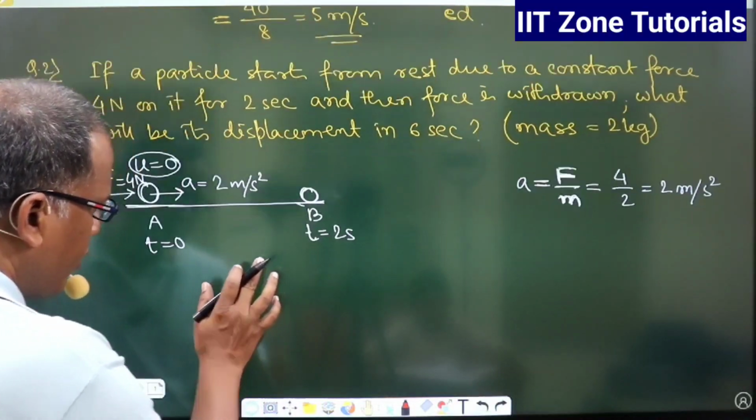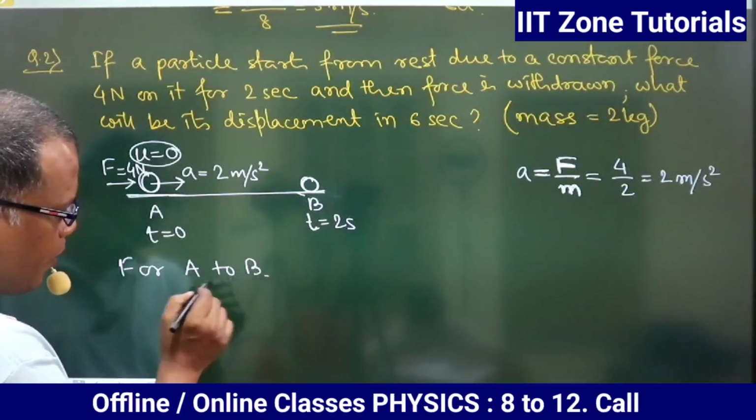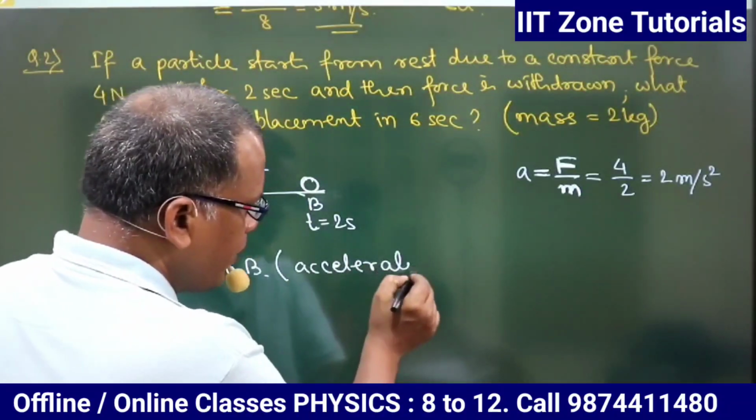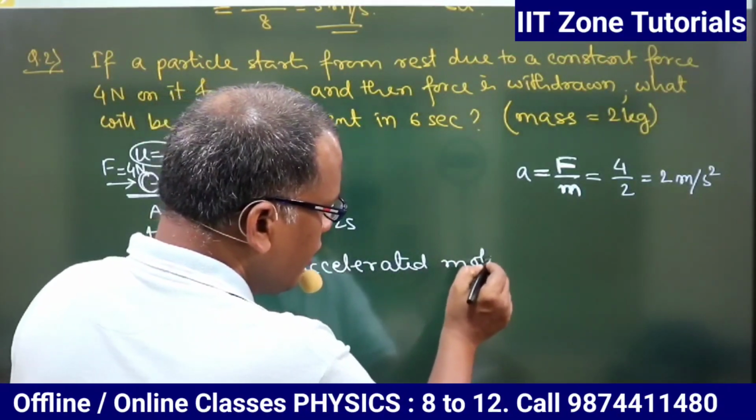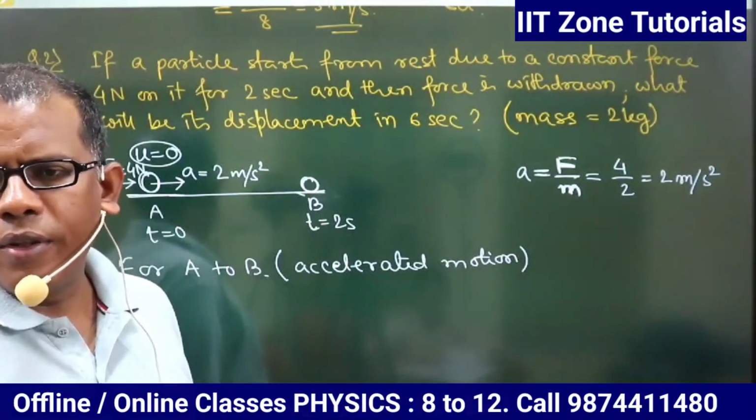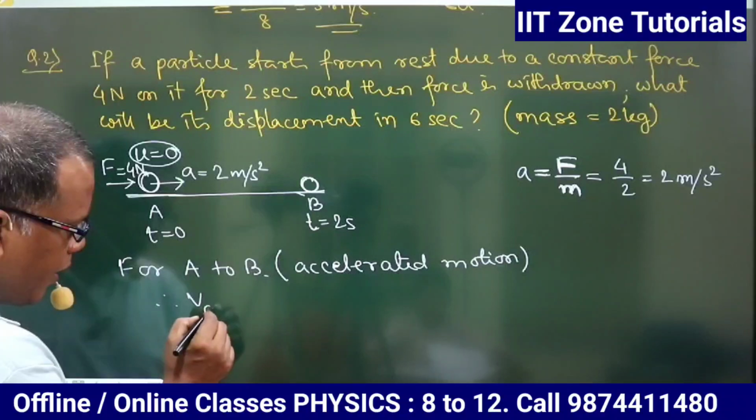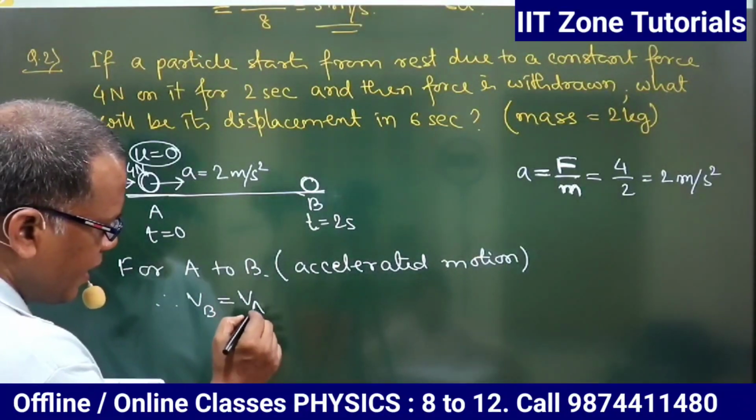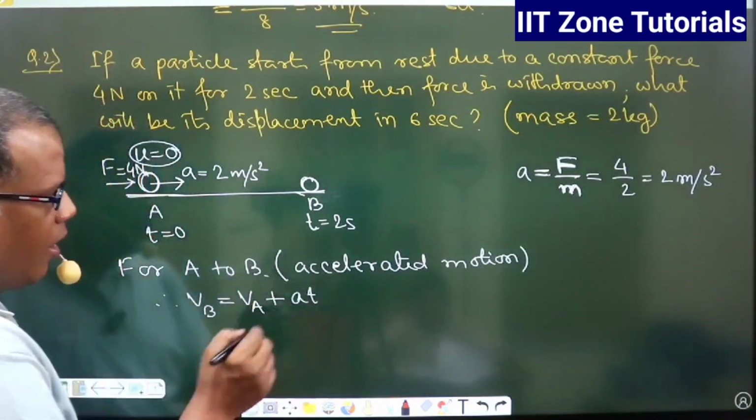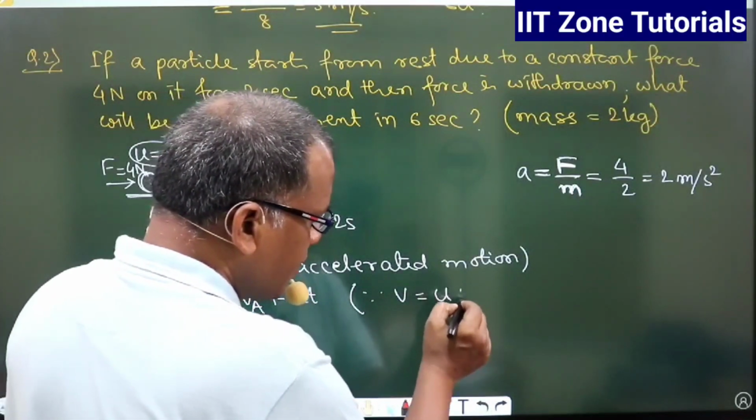Can I write down for the motion from A to B? Since it is accelerated motion, A to B is an accelerated motion. Under a constant acceleration we can apply the basic formula V is equal to U plus AT. So the velocity at the final point B is equal to the velocity at the initial point A plus acceleration of the journey into time taken of the journey.